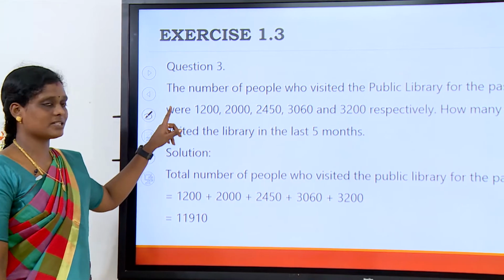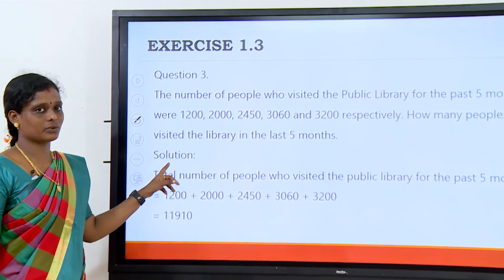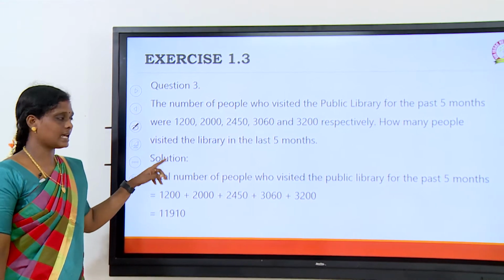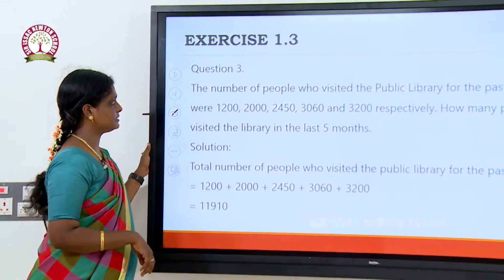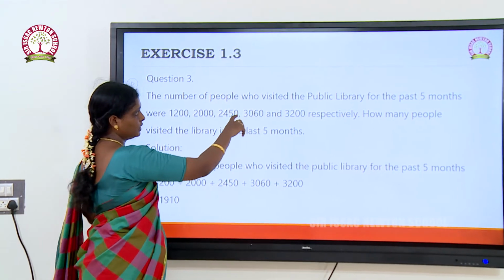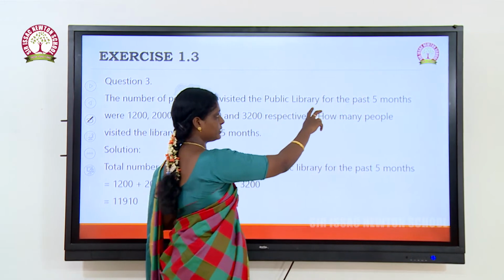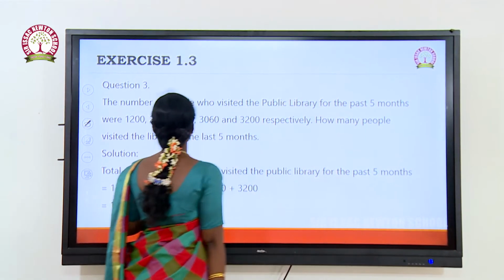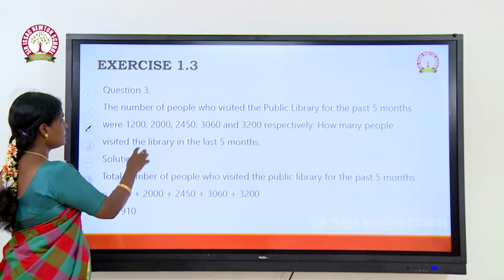I have skipped question number 1 and 2 because they are 1 mark questions. We can discuss them in our class itself. So question number 3, the number of people who visited the public library for the past 5 months were 1200.